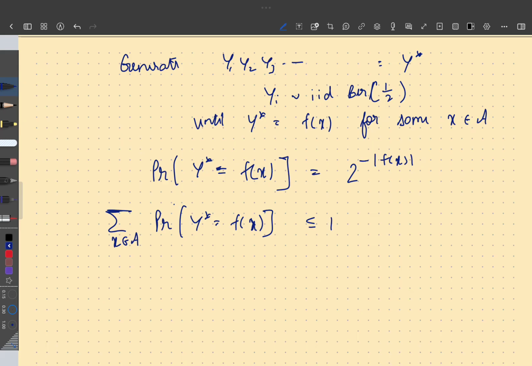Now, as it turns out, there is a slight generalization of Kraft's inequality to not just prefix-free codes, but also what are called uniquely decodable codes. Prefix-free codes are those for which the code word, or the binary sequence corresponding to one symbol, cannot be a prefix of the binary sequence corresponding to any other symbol. But you can generalize this.